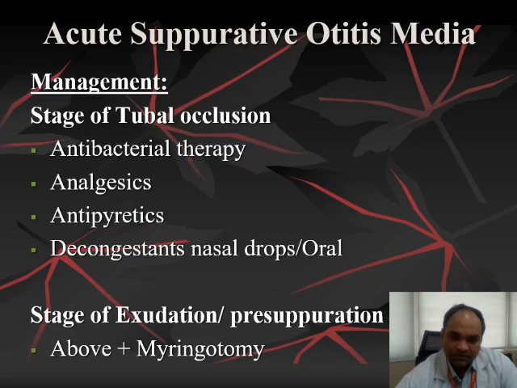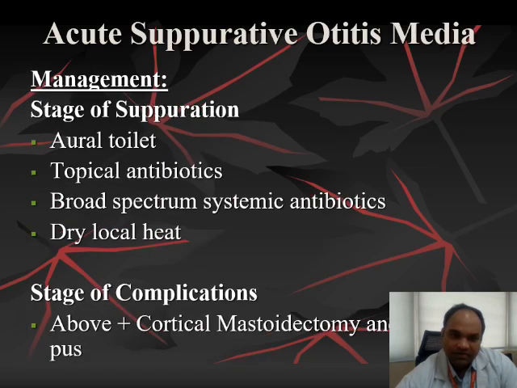Okay, the management is basically antibacterial therapy, analgesics, antipyretics, decongestants. Then, if it is not relieved by that, you can always club it with myringotomy. Management of stage of suppuration: ear drops, topical antibiotics, broad spectrum systemic antibiotics, ear toilet locally. Stage of complications, you have to club this procedure with a cortical mastoidectomy and drainage of pus.